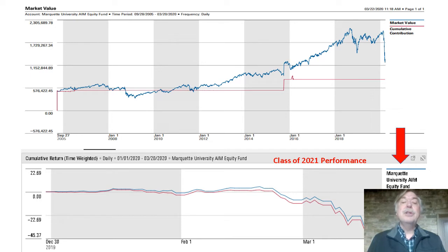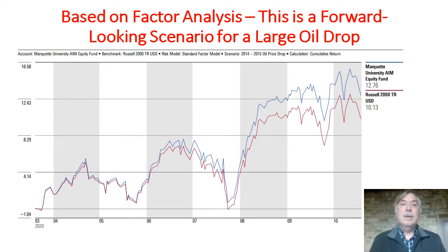The bottom chart is your performance, and as expected, on a year-to-date basis, you're still beating the benchmark, but the absolute returns are negative, greater than 30% losses on a year-to-date basis. Now here's where it gets to be a little different and I think interesting. Using factor analysis, we can not only look backward, but we can also use factors to help us project forward how a fund would perform under different scenarios.